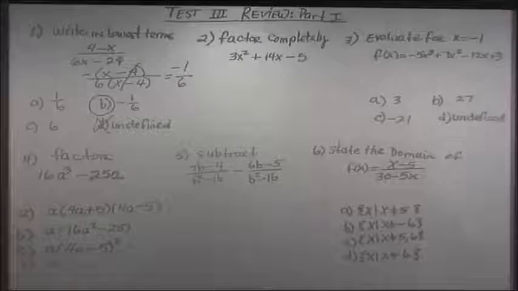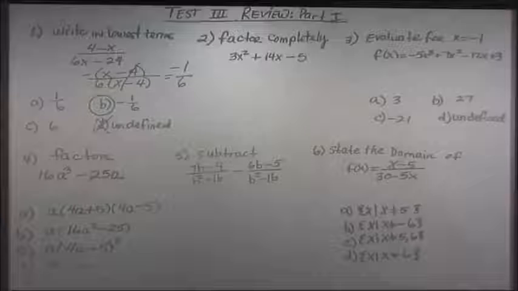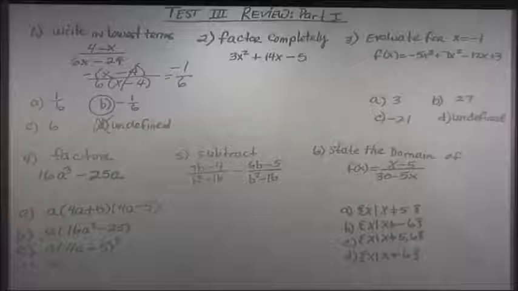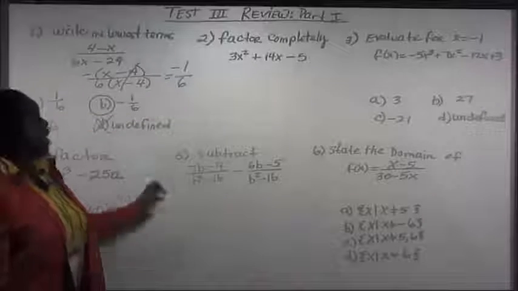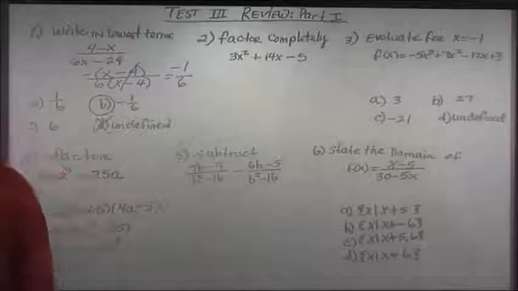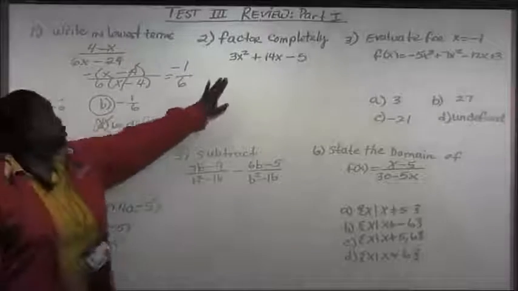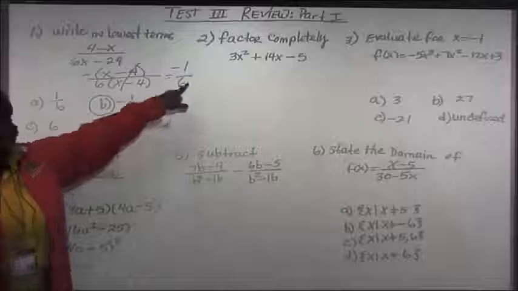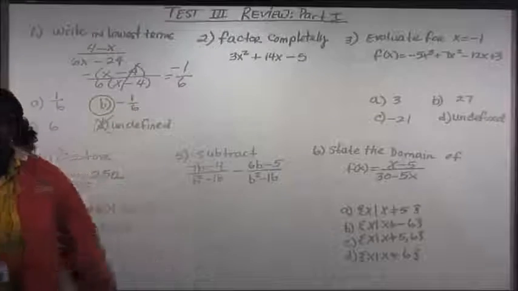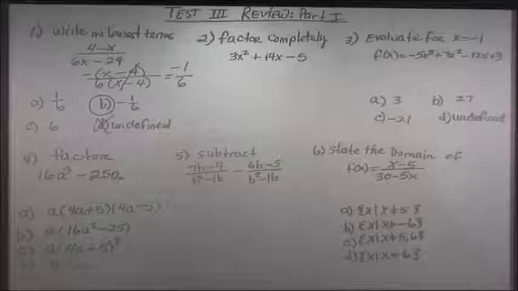Number 2, factor completely. Ask yourself the same questions every time. Do they have anything in common that I could take out first? Do they? Nope. Is the first term perfect? No. That 3 says no, it's not perfect, right? So that rules out perfect square trinomial, doesn't it? Okay, so we're going regular with it now.